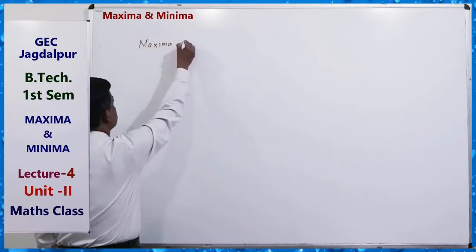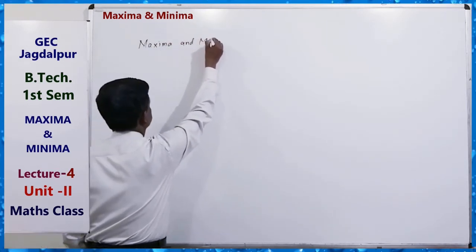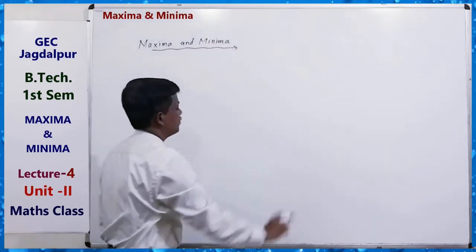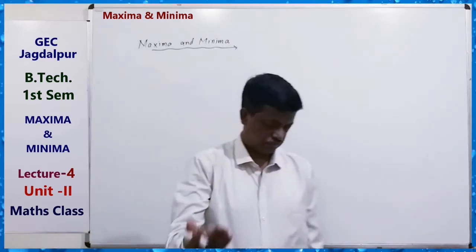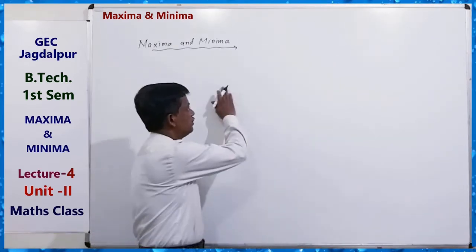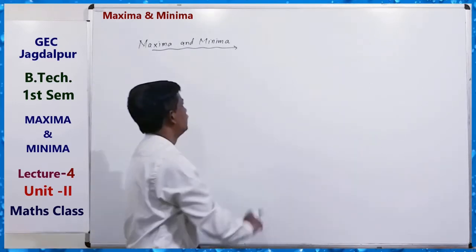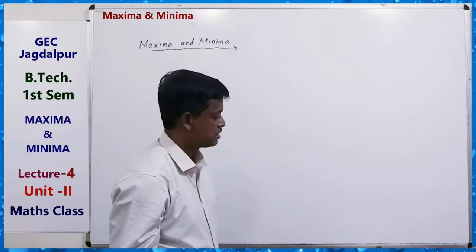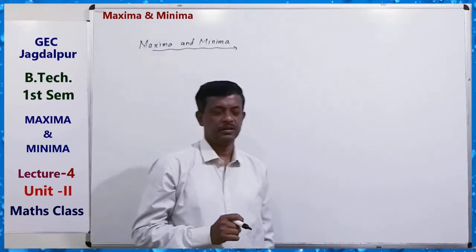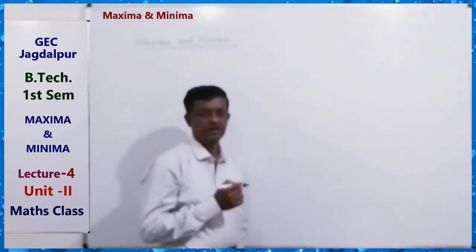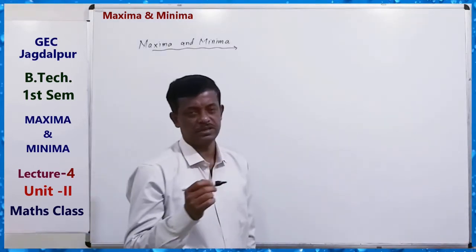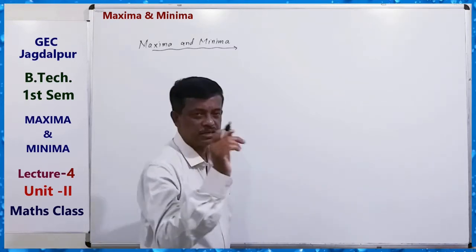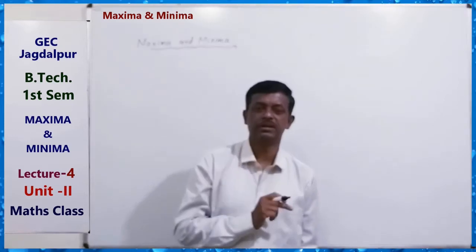Maxima and minima. Okay. So how can we identify the maximum value and minimum value of a function of a single variable? Just graphically we can see. We know about increasing function and decreasing function. The condition for increasing and decreasing related to derivatives we also know.